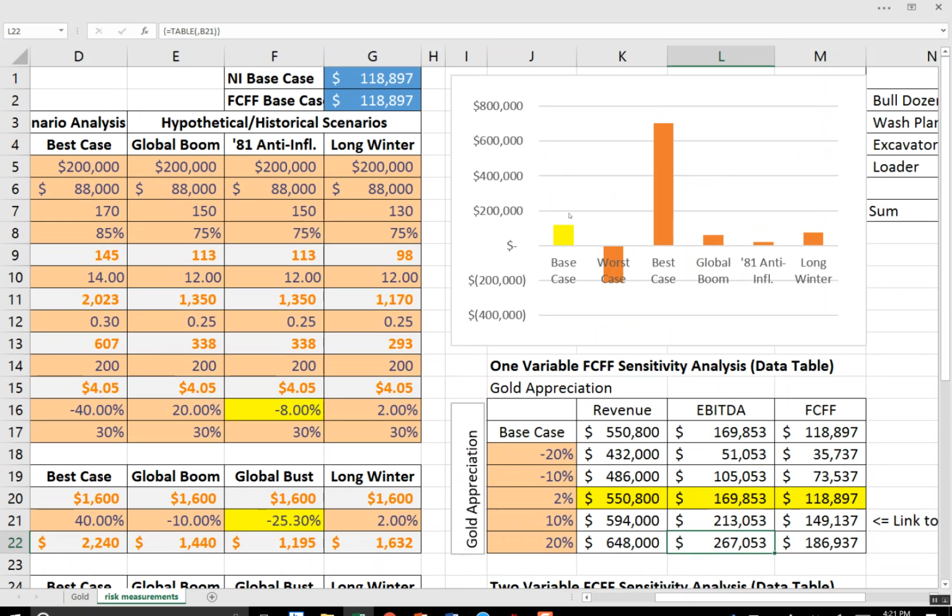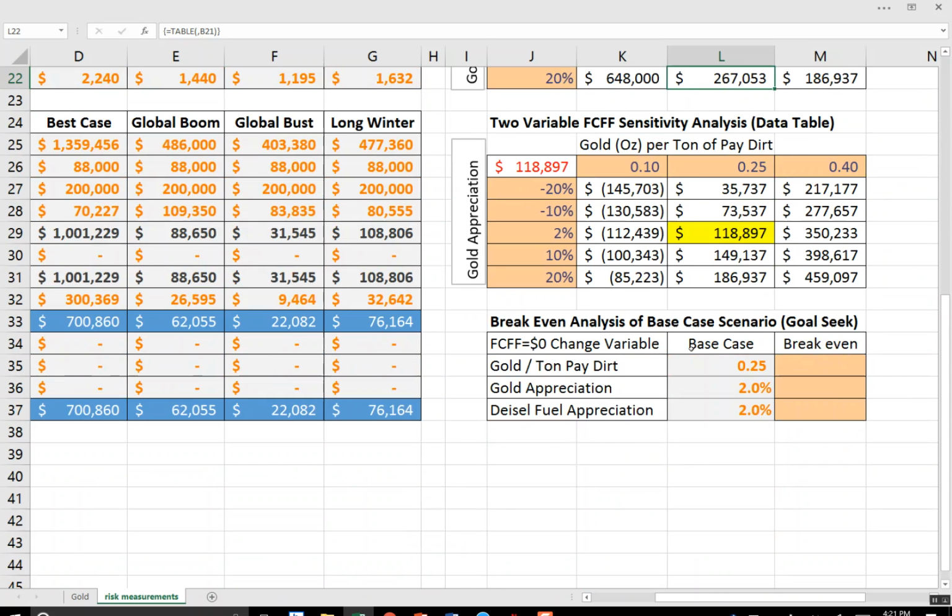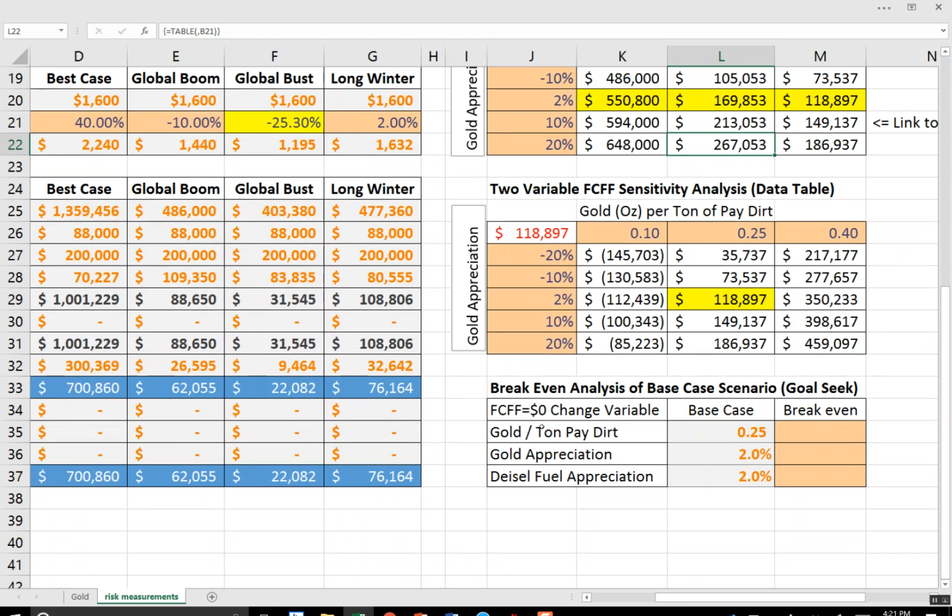Here's a little graph of just our free cash flows under all the scenarios. Here's my best case, worst case, base case, and my global boom and 1981 anti-inflationary Fed actions and the long winter. Now, the last thing I want to do is break-even analysis. This is really important. What you want to do is see how certain factors affect the bottom line. So what I can do is a break-even analysis.